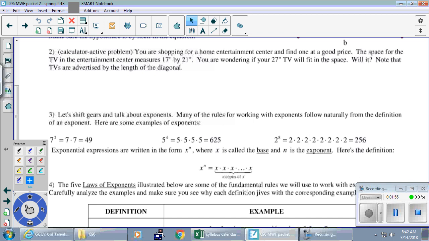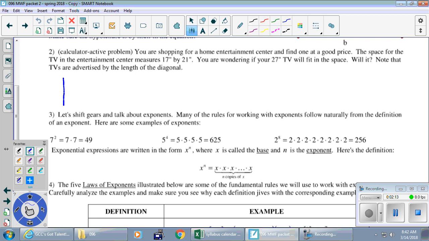You are shopping for a home entertainment center and find one at a good price. The space for the TV in the entertainment center measures 17 inches by 21 inches. That's a rectangle. You are wondering if your 27-inch TV will fit in this space. Note that TVs are advertised by the length of the diagonal.